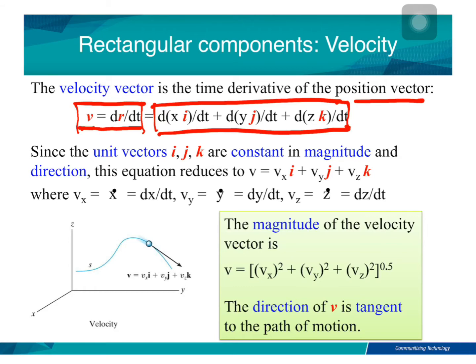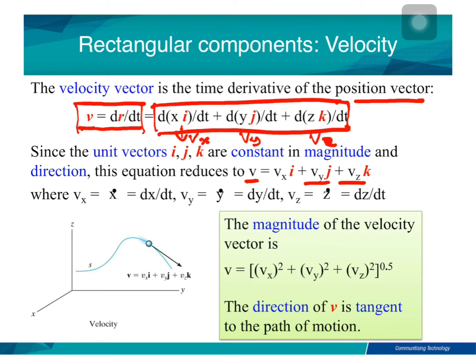Okay, understand? Now since the unit vectors i, j, k are constant in magnitude and direction, this equation can be reduced to this. So if you want the velocity, we have vx i plus vy j plus vz k, where this is vx, this is vy, and this is vz.